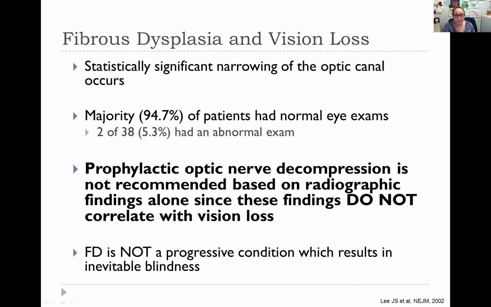And fibrous dysplasia is not a progressive condition which results in inevitable blindness. So just because it's there does not necessarily mean that you need to have surgery. And, speaking as a surgeon, unfortunately, I think a lot of surgeons don't realize that. However, you should be evaluated by ophthalmologists or neuro-ophthalmologists routinely. And we'll talk a little bit more about this.